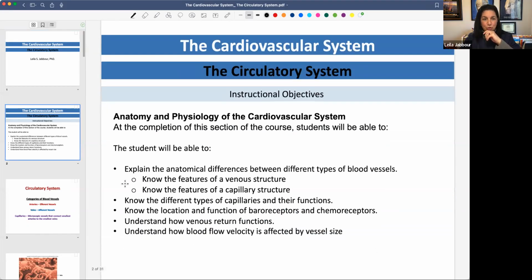Here are the instructional objectives. I noticed that the last two bullets really belong to the next lecture, so I apologize for still having them here. They will be part of the next lecture about venous return functions and blood flow velocity and blood pressure and all of that.